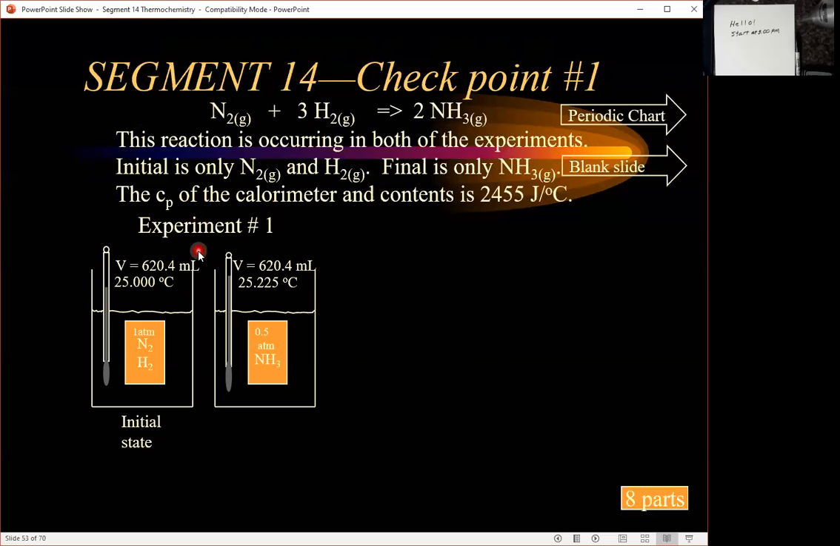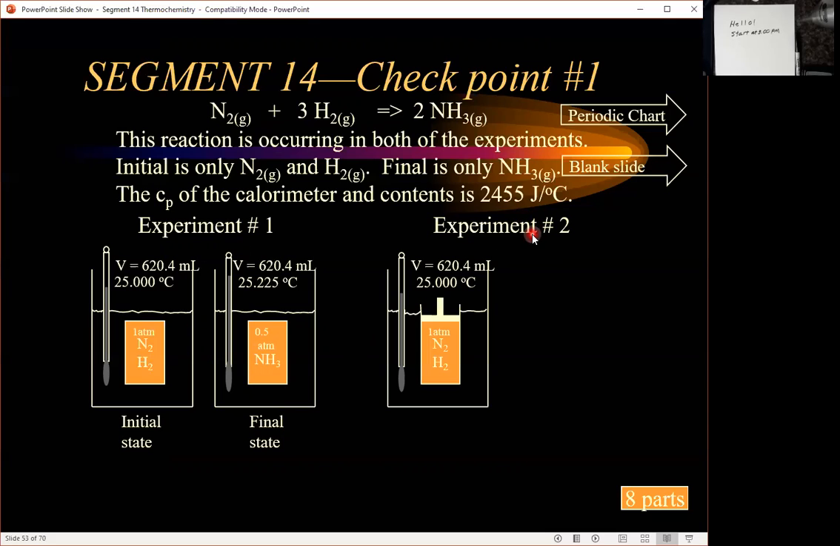This is experiment 1. The volume is held constant. Volume starts out at 620.4 milliliters. It's still 620.4 milliliters. Changes in temperature goes from 25.00 to 25.25 in the final state. So this is my first experiment, a constant volume experiment. When you calculate the heat flow, you ought to be able to relate that to one of those state functions, delta E or delta H.